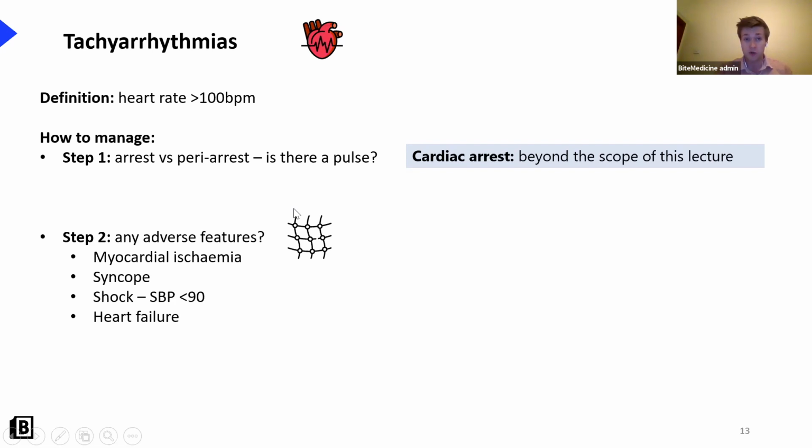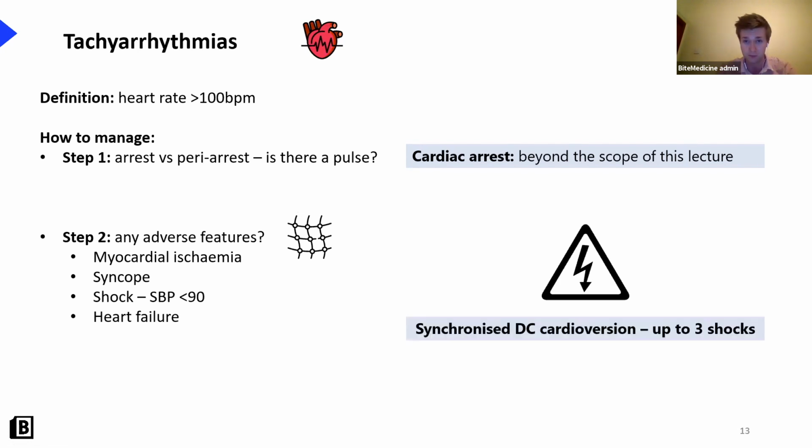The next thing you need to be doing is, are there any adverse features? Do they have myocardial ischemia? Have they collapsed? Is there evidence of inability to maintain their own cardiac output due to a shock? Have they got acute heart failure? Any of these, and you'd be really, really concerned, and the indication would be for synchronized DC cardioversion.